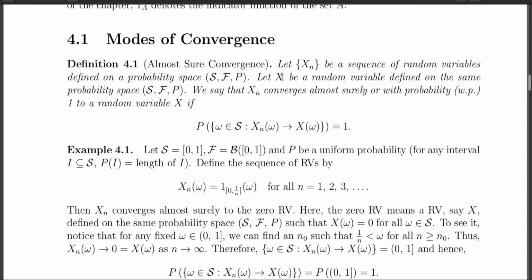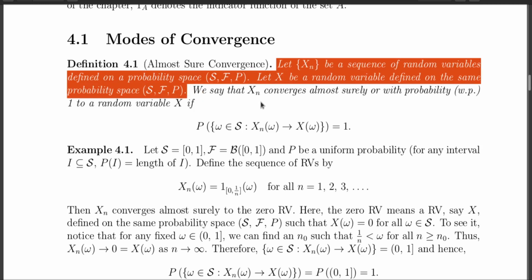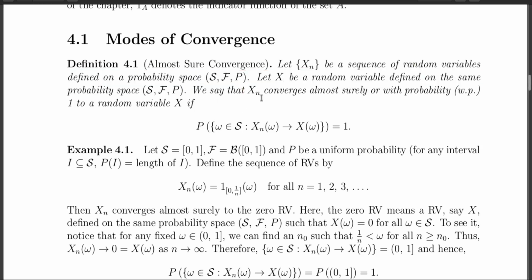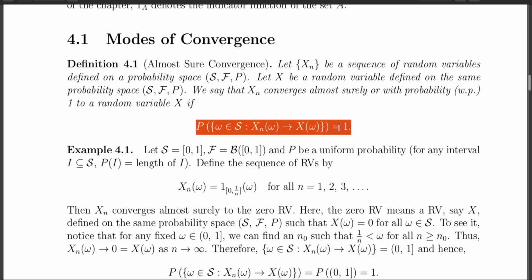So I have a sequence of random variables defined on a probability space. That basically means that all the random variables in the sequence are defined on the same probability space, as well as x, another random variable which is also defined on the same probability space. We can talk about almost sure convergence if this holds true. That means if all the random variables concerned are defined on the same probability space, then we say that xn converges almost surely, or with probability 1, to a random variable x if this equality holds true.